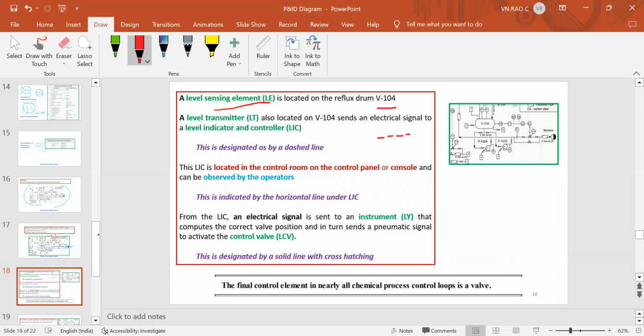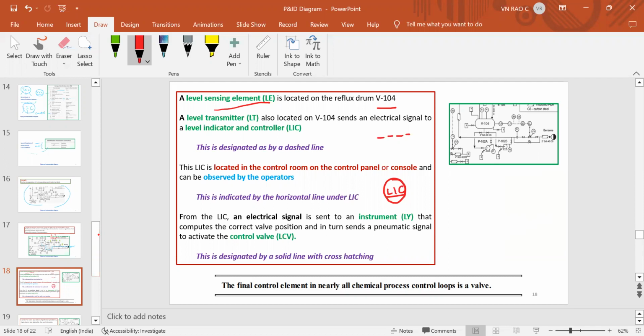Okay, how do I understand this is LIC? It is something like this. That means the control room and the control panel are consoles that can be observed by the operator. That means I can go there and see what the level is.